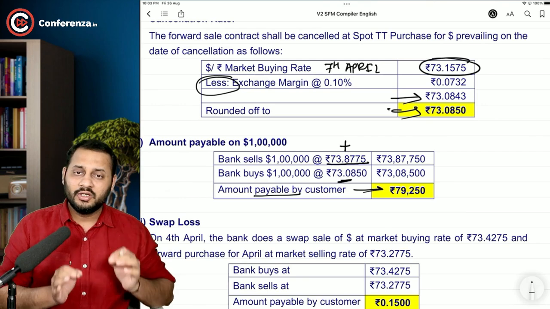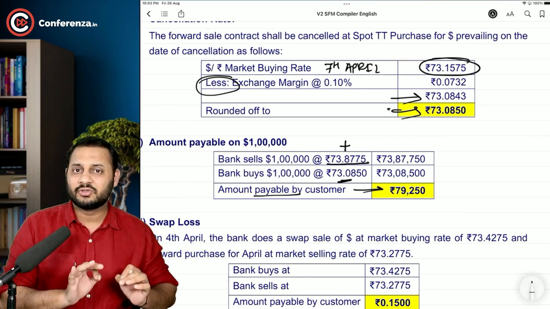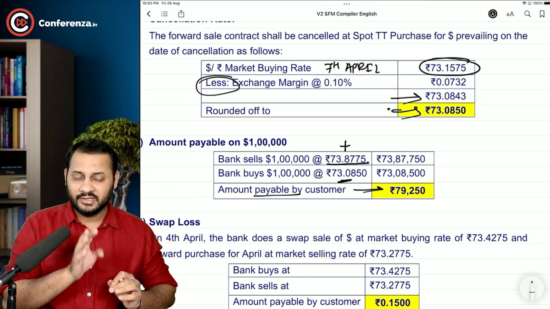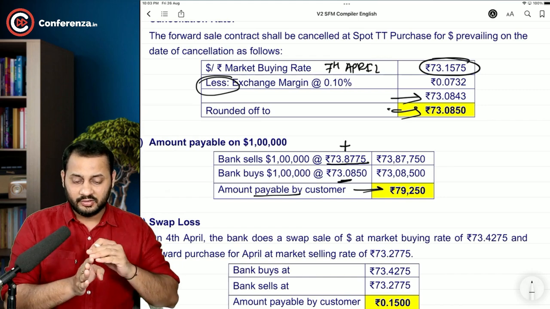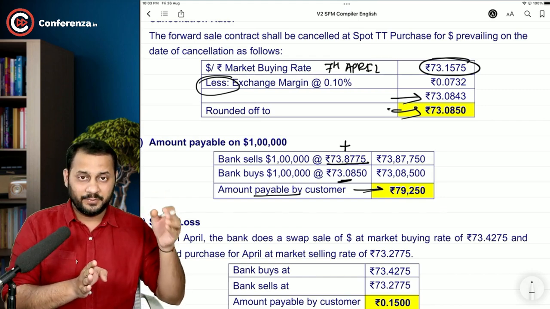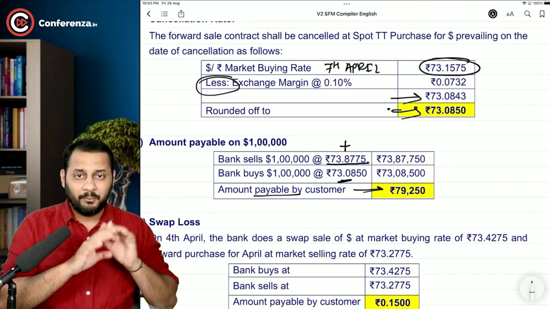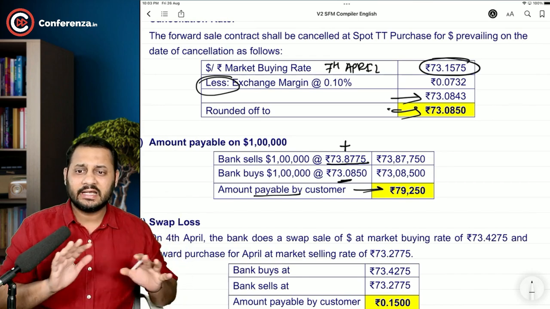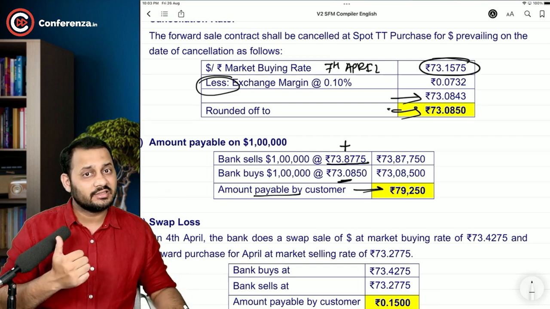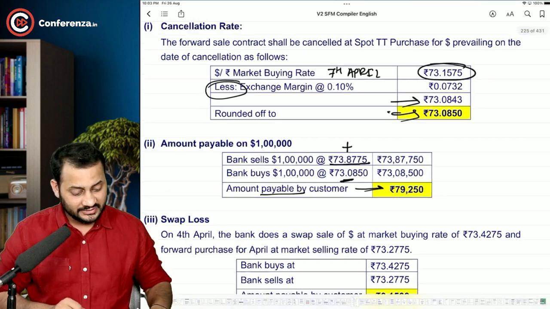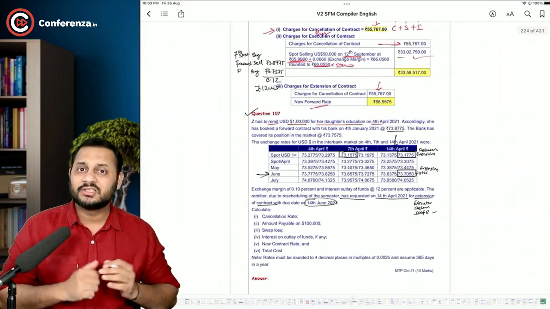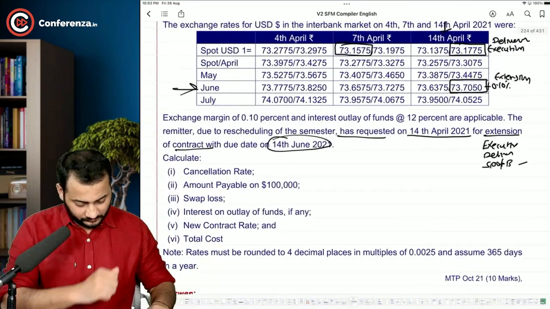Cool. The only reason for taking this question is explaining the part where the customer is appearing at the bank after 3 days. Apart from that, all the other calculations are the same as discussed in the first question. Let me complete the question since I have started. Now comes the swap point. Easy.